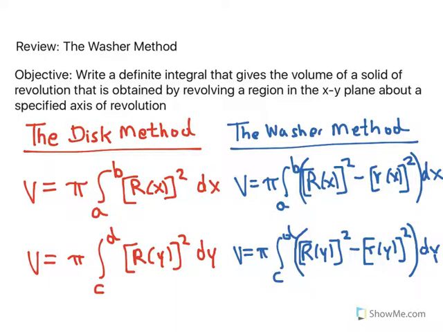Review the washer method. Our objective today is to write a definite integral that gives the volume of a solid of revolution that is obtained by revolving a region in the xy plane about a specified axis of revolution. So we've seen the disk method, and today we're going to go on to the washer method.